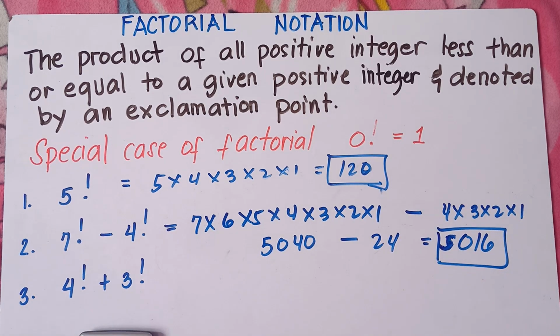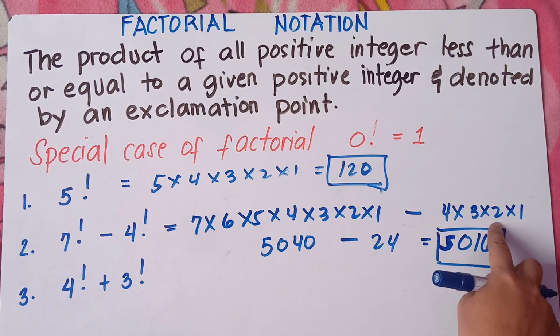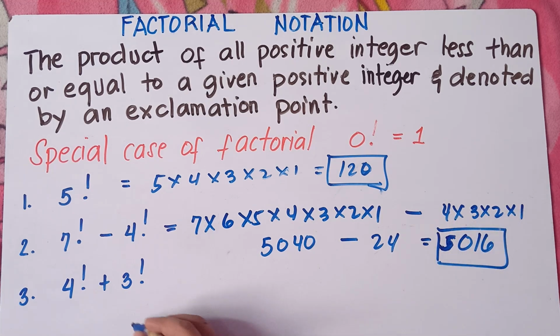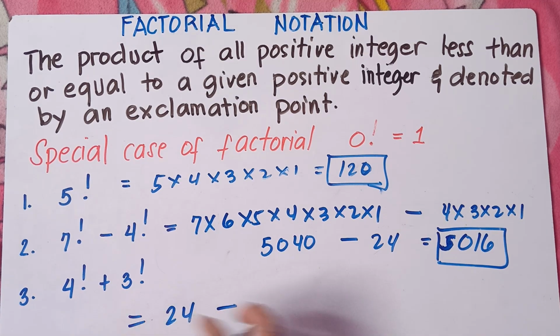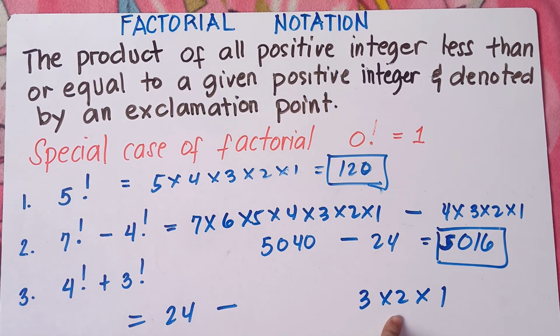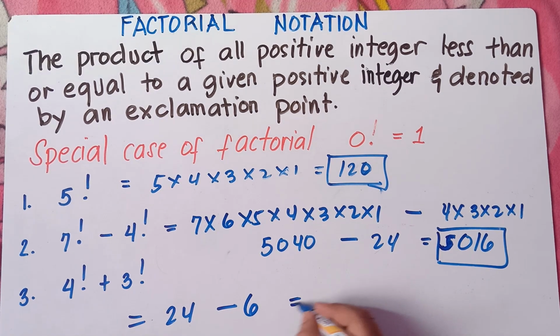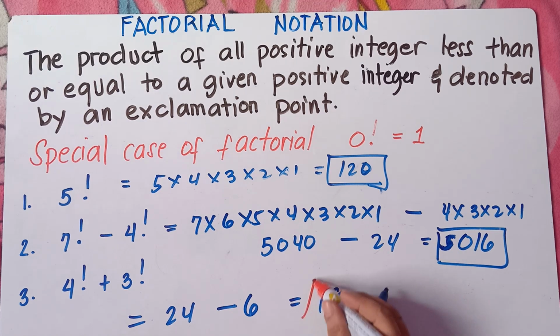Alright, 5016. So example number 3. 4 factorial minus 3 factorial. 4 factorial is 4 times 3 times 2: 12 times 2, that's 24. So the equivalent of 4 factorial is 24, minus 3 factorial, class, that is 3 times 2 times 1. 3 times 2 is 6, times 1 is 6. So our answer is 24 minus 6. That is 18. So our answer is 18.